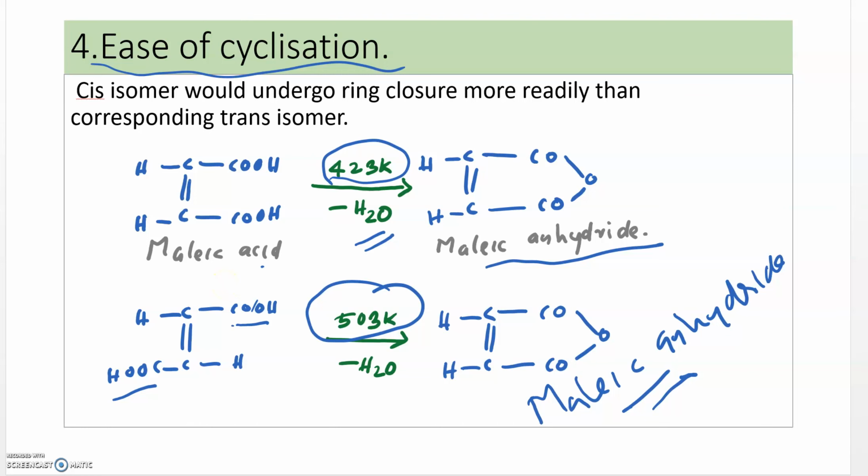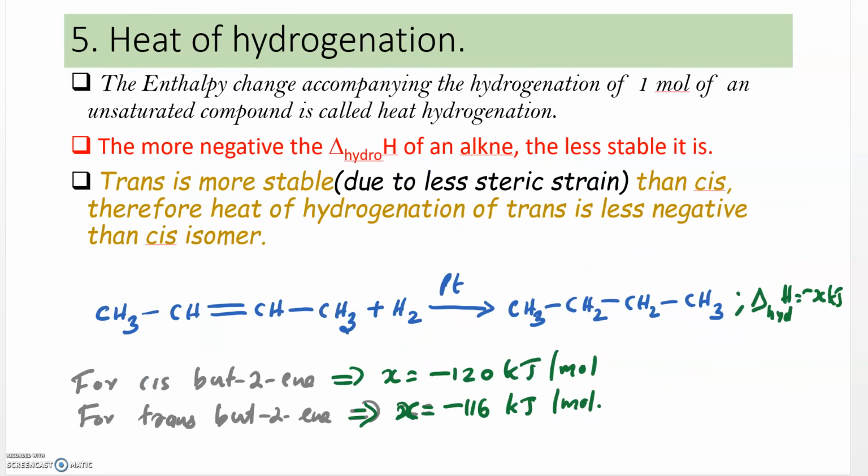And that is the fourth property. And next, the fifth property is heat of hydrogenation. We know that the heat of hydrogenation, or enthalpy of hydrogenation, is the enthalpy change accompanying the hydrogenation of 1 mole of an unsaturated compound.